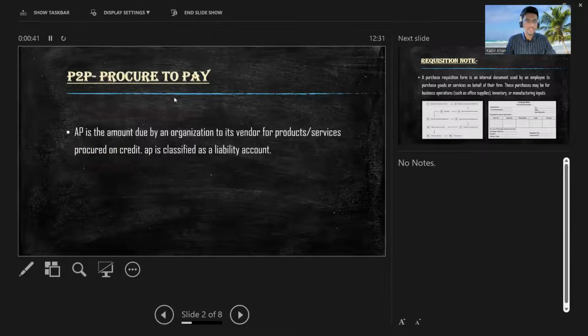Yesterday we discussed that P2P is nothing but procure to pay, which in another term we can call accounts payable. Accounts payable is the amount due by an organization to its vendor for the products or services procured on credit, and AP is classified as a liability account. It is presented in the balance sheet on the credit side under current liabilities, because for this liability the firm is expected to pay the obligations within a period of 12 months. For that reason, it is considered a current liability.